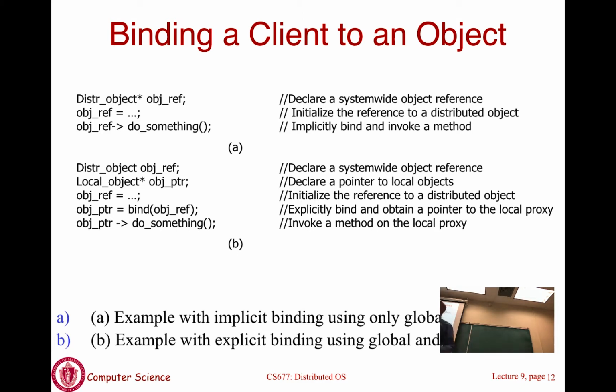In either case, the server ought to have registered itself with the naming service. Otherwise, the binding service will say, I don't know where this object is on the network. So that part is always explicit. The server has to explicitly register itself. How the client finds the server is either implicit or explicit.